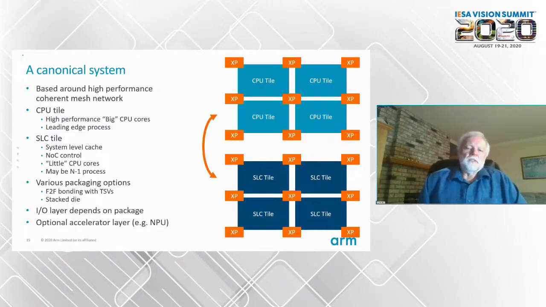So let's look at a canonical system here. So let's split it up. So we'll put system level cache in one tile, and we'll put CPUs in another tile. We're going to build it around a high performance coherent mesh network. So that's what the XPs are, they're cross points in the network.